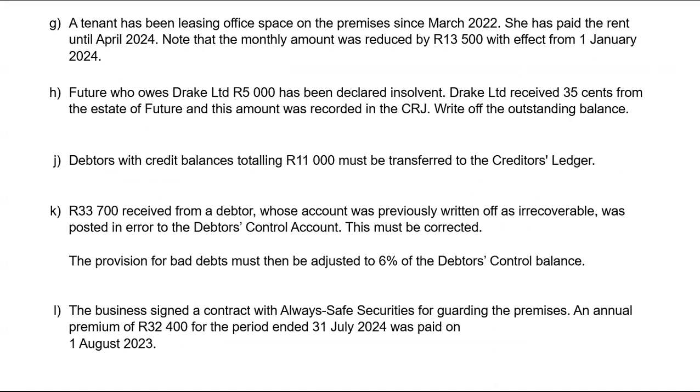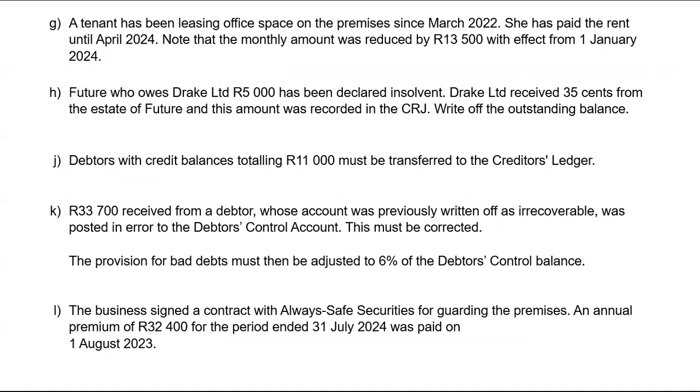J, debtors with credit balances totaling 11,000 must be transferred to creditors ledger. A debtor can't have a credit balance because it just defeats the purpose of what an asset is. And here it is us that will have to pay out, not receive. Because it's negative, it means we owe the debtor.